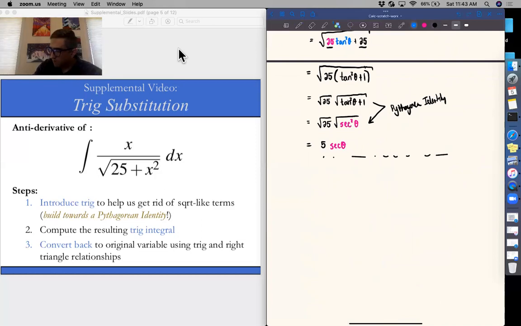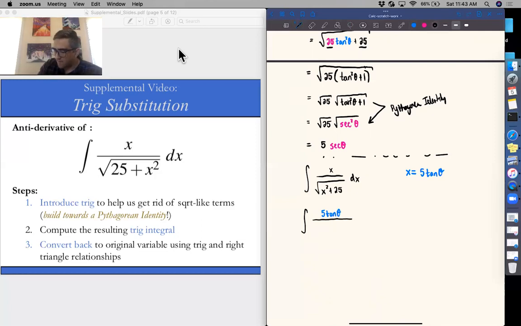So remember, we just said x is 5 tangent of theta. I'll just rewrite our integral. So that's the integral of x over x squared plus 25. Now that we've said x is equal to 5 tangent theta, anywhere there's an x, we can replace that with 5 tangent of theta, including that x that's sitting there in the numerator. In the denominator, of course, we did this algebra a few moments ago, but I'll just fill this in. So just plugging in the 5 tangent for the x, then we're going to square that entire thing in a moment.